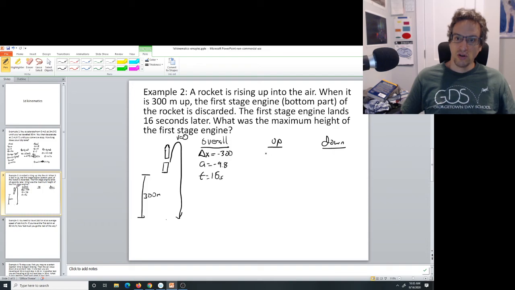For the up part, we know that the final velocity is 0, because it's going up until it reaches that peak. And for the down part, the initial velocity is 0. And we also still know that the acceleration is negative 9.8 for both up and down.